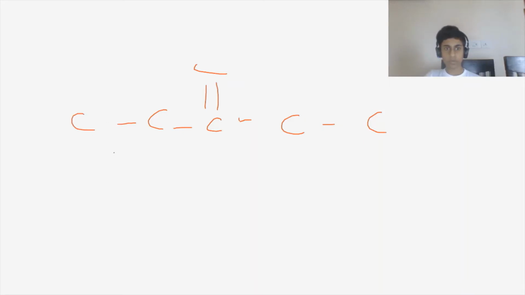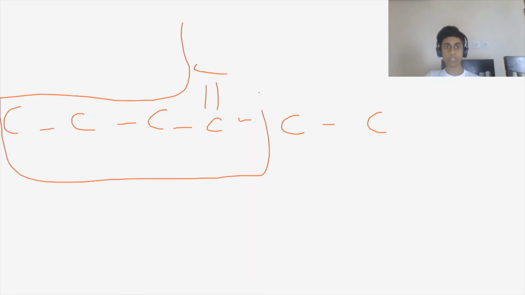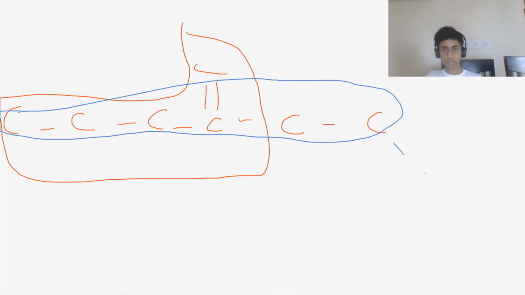And in case we had a double bond or triple bond, let's say we had a chain like this, we would name this as the chain. Okay, this would be the chain. So naming it like this is wrong. I'm just color coding it now, and this is right.